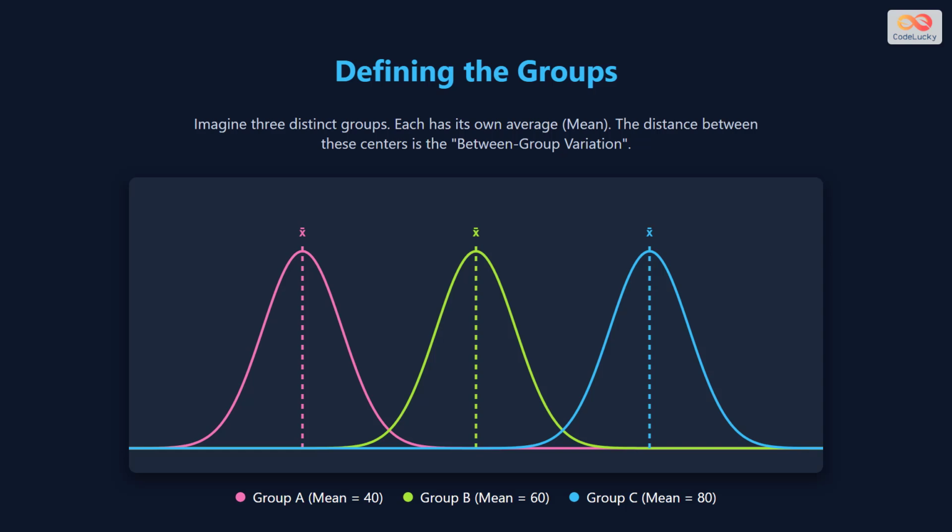Let's visualize this. Imagine we have three distinct groups, like Group A, B, and C shown here. Each group has its own distribution curve and its own average, or mean. The distance between these centers is what we are interested in. If these centers were all on top of each other, there would be no between-group variation.